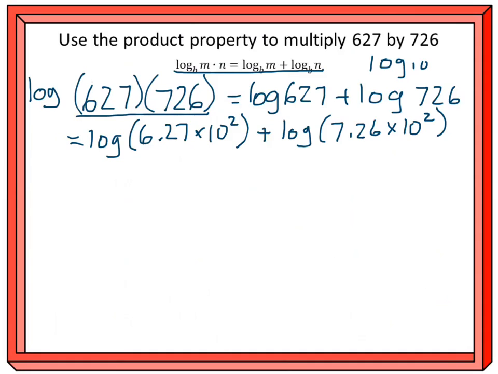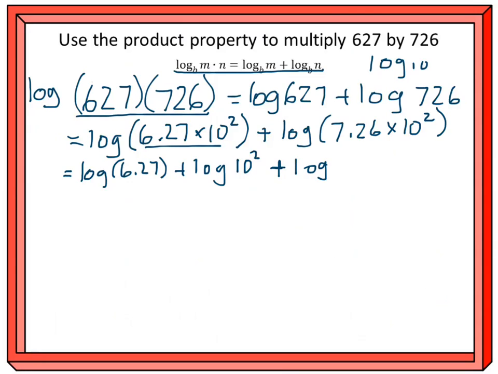Okay, so now I get to use the product property again, because inside here I have another product. So I'm going to rewrite this as the log of 6.27 plus the log of 10 squared, plus the log of 7.26 plus the log of 10 squared. Okay, so now we're almost good to go.